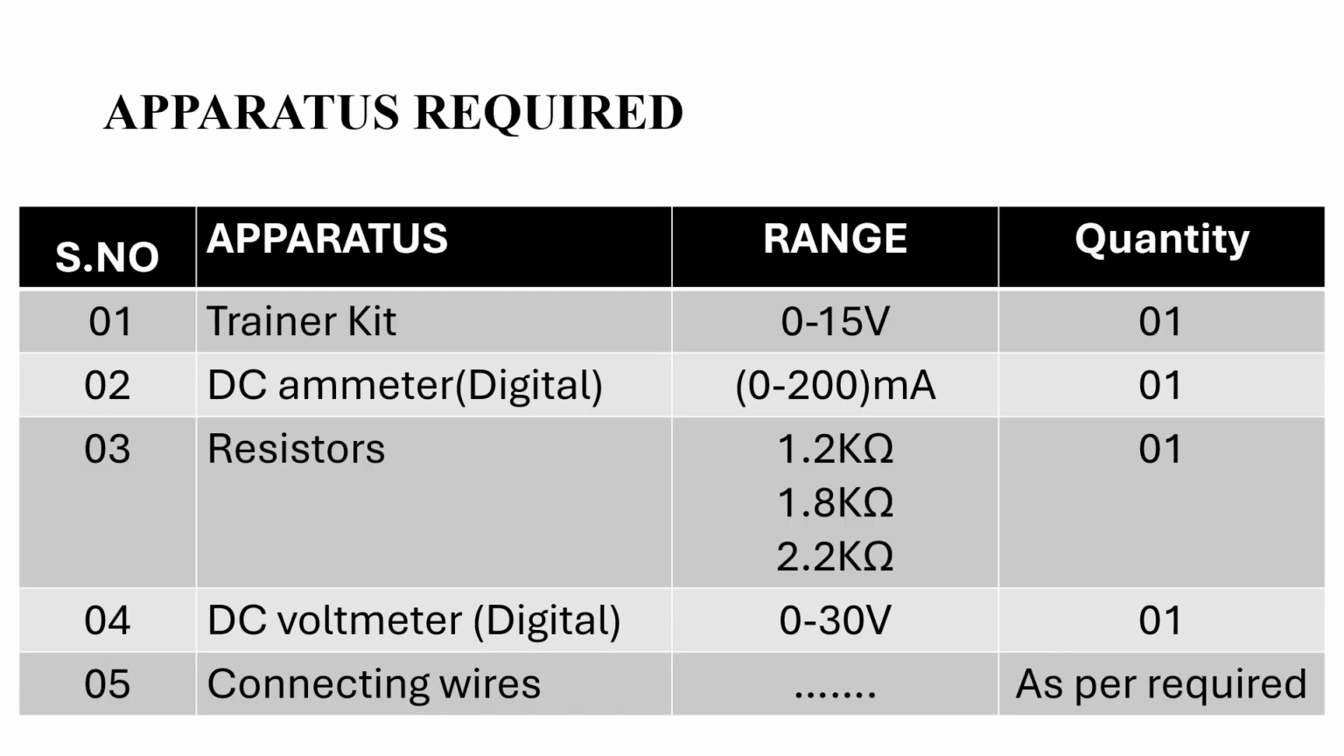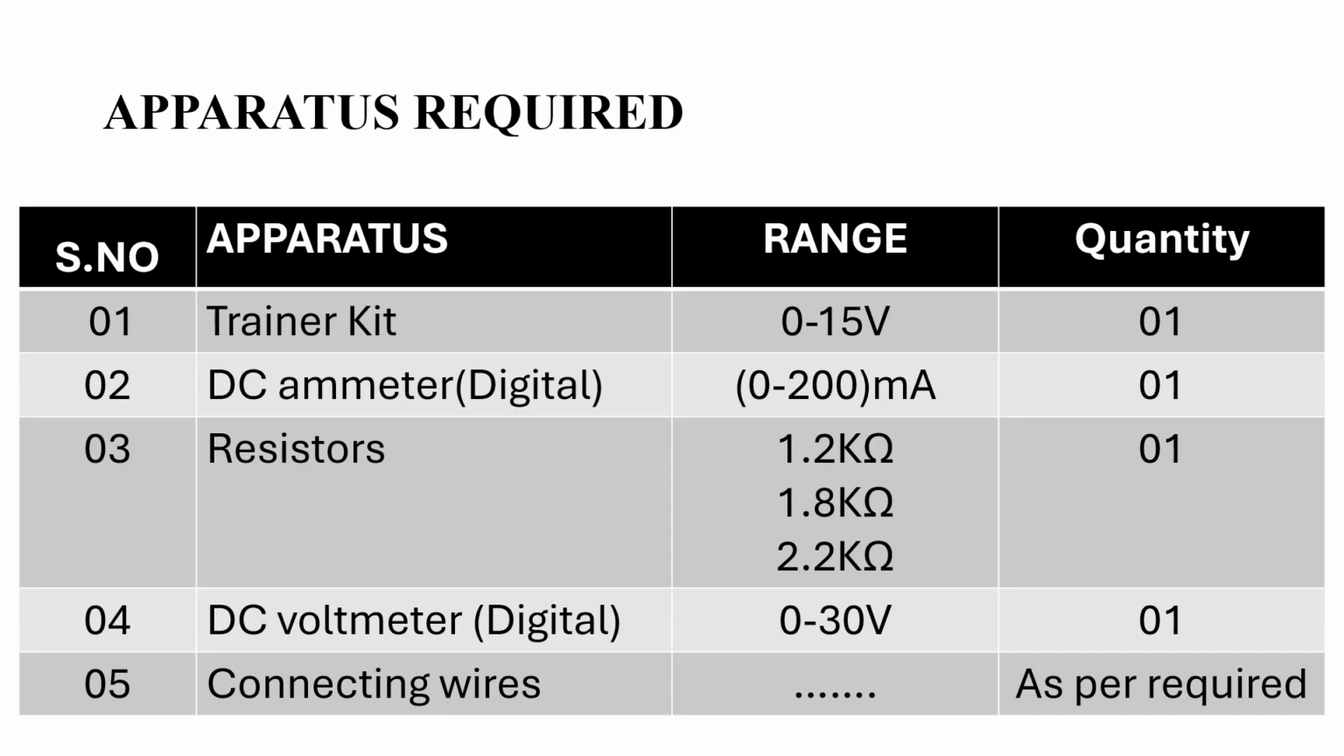Apparatus required: trainer kit, ammeter, a DC digital ammeter of 0 to 200 milliamperes, one number. By using only one ammeter, we are measuring the current flowing through each element and the total current. Voltmeter, digital, 0 to 30 volts, one number.